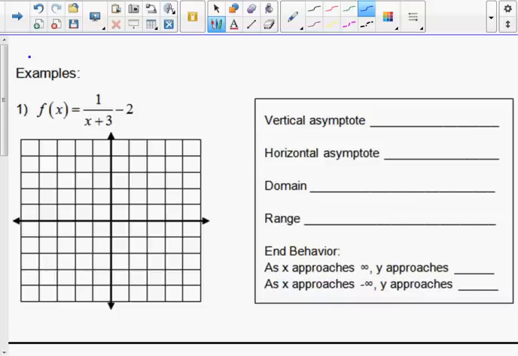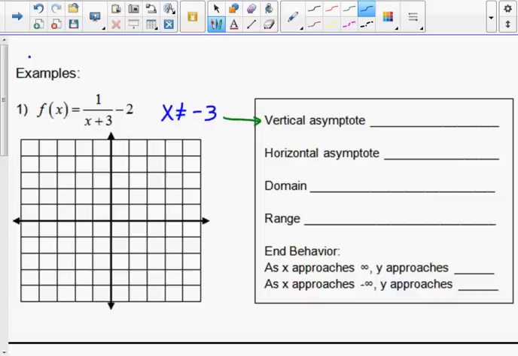This is page 2 for graphing rational functions. We're going to get started with example 1. And looking at this, we're going to identify the excluded value, which is going to be -3. So x cannot be -3 because that's what's going to make the denominator equal to 0. The reason we start here is because that is what gives us the vertical asymptote.